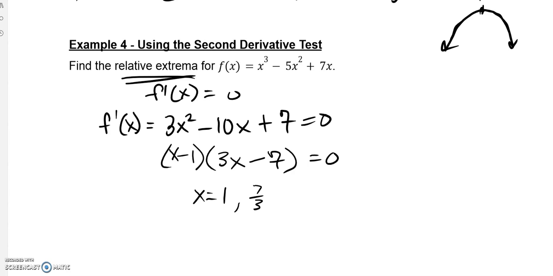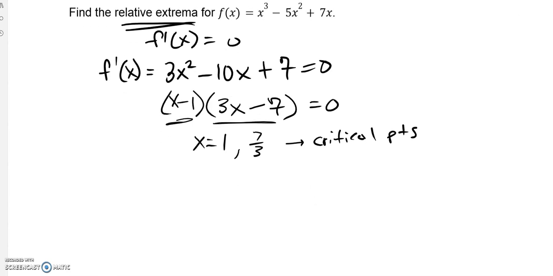Okay, so then when you go ahead and solve this first derivative, set it equal to 0, it factors into x minus 1 and 3x minus 7. So set both of those equal to 0, you get x equals 1 and 7/3. So these are your critical points. That means if the extrema are going to occur, they're going to occur at those points. All right, so now we're going to test it using the second derivative.